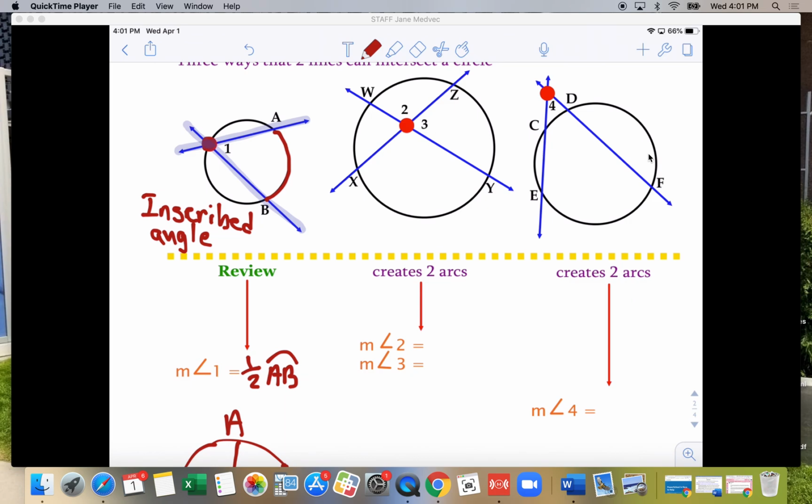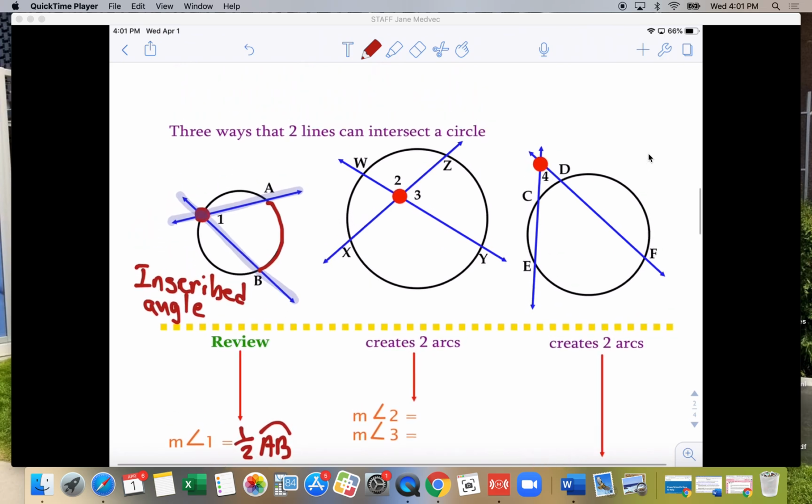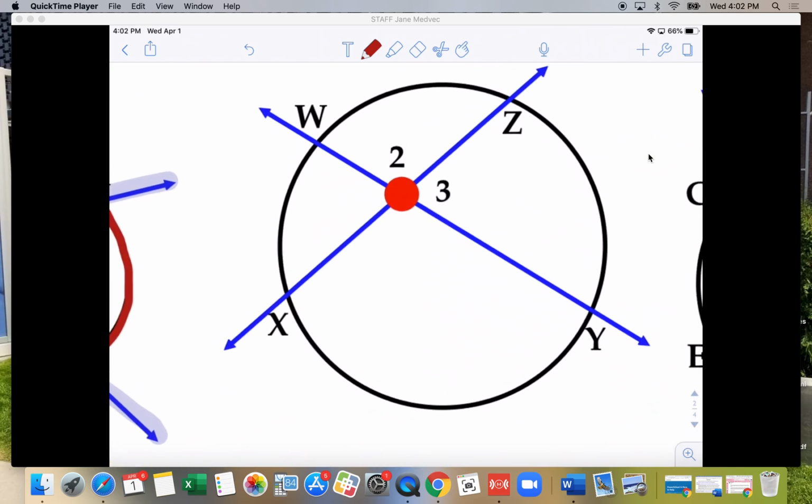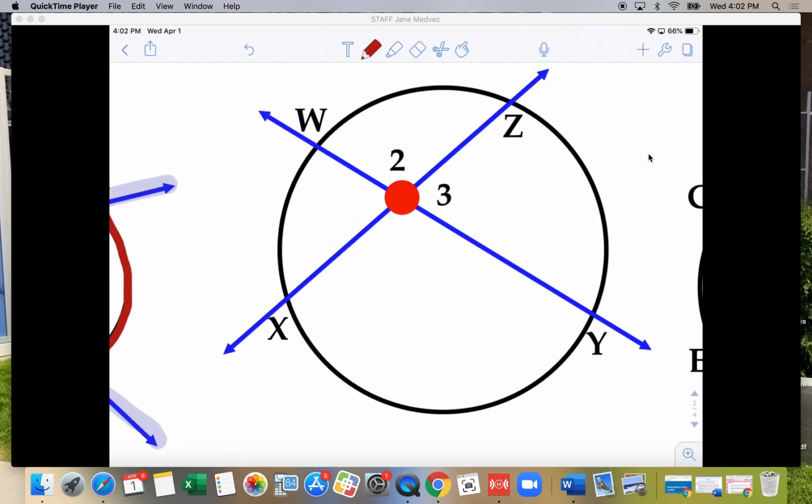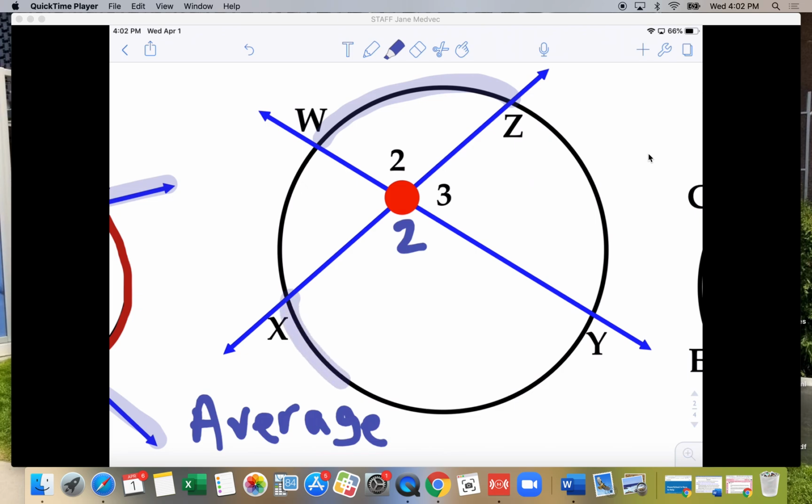Now let's keep going. You're going to notice that the intersection of the 2 lines is inside the circle. And so when I think of this as the average, it kind of helps you when you're trying to figure this out. Let's say I'm taking a look at angle 2, and you'll notice that there's an arc here. That's angle 2. This is also angle 2, if you remember vertical angles. And so I have another arc here.